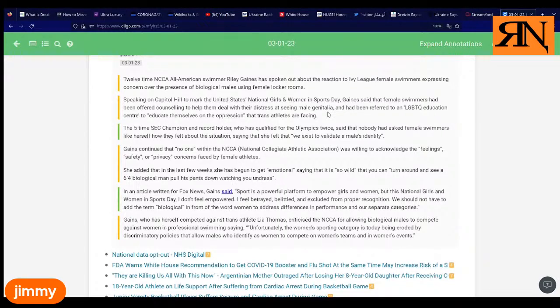Gaines continued that no one within the NCAA, which is the National Collegiate Athletic Association, was willing to acknowledge the feelings, safety, and privacy concerns faced by female athletes. And she also added that in the last few weeks she had begun to get emotional, saying that it's so wild you can turn around and see a 6'4" biological man pull his ball sack out as you're undressing in the field.